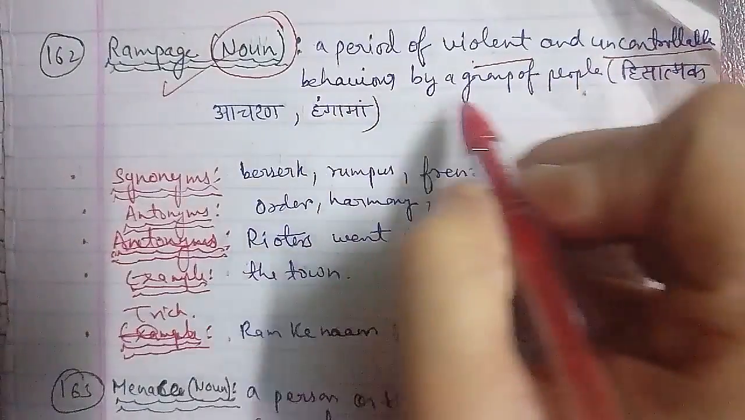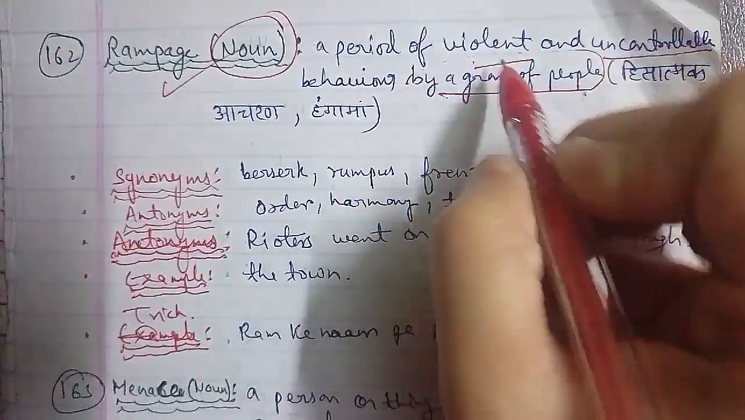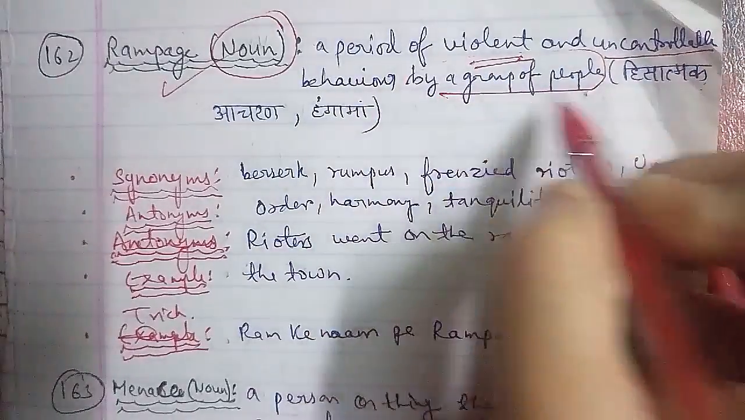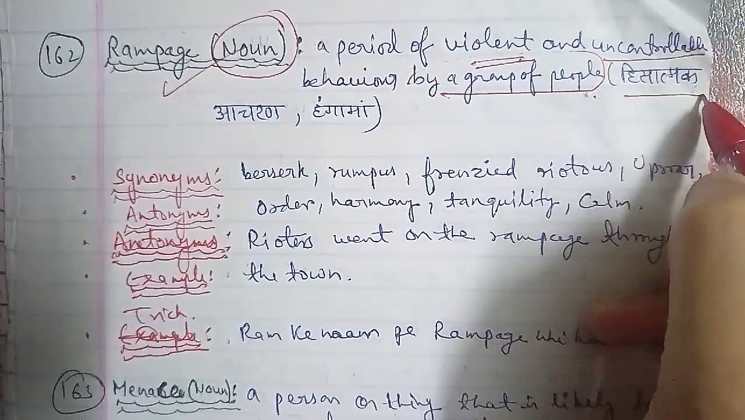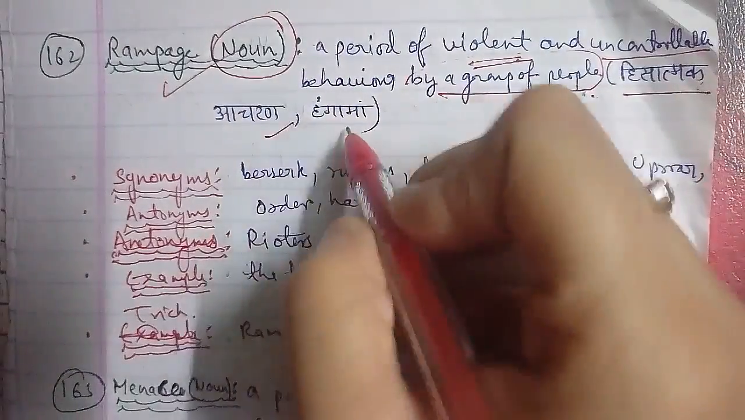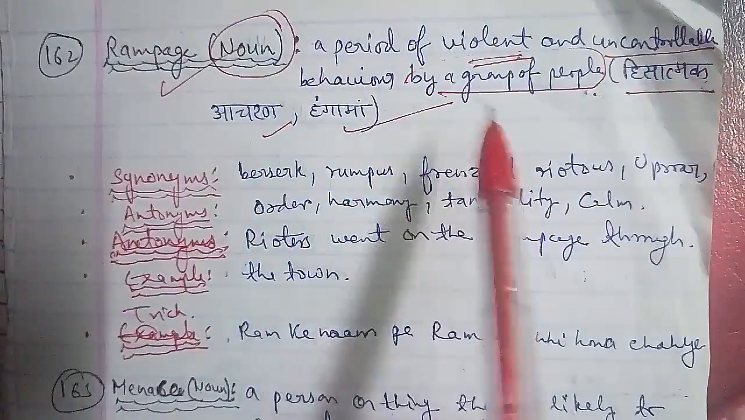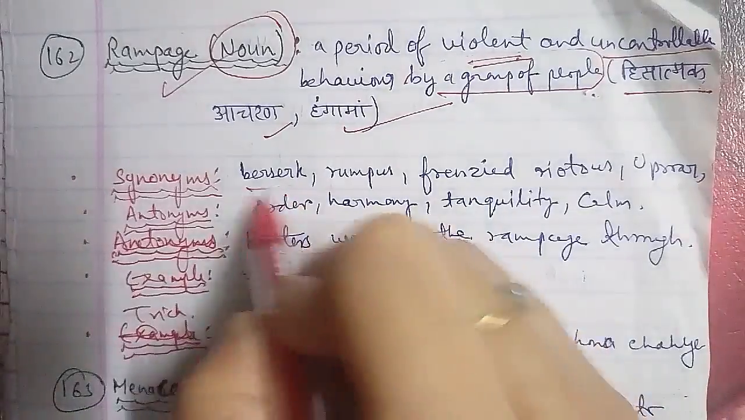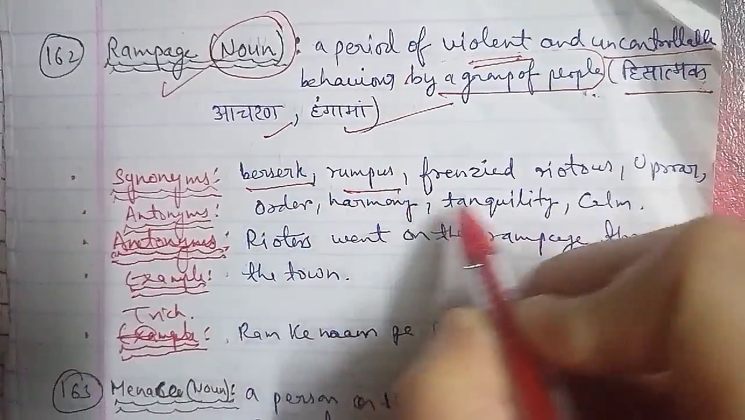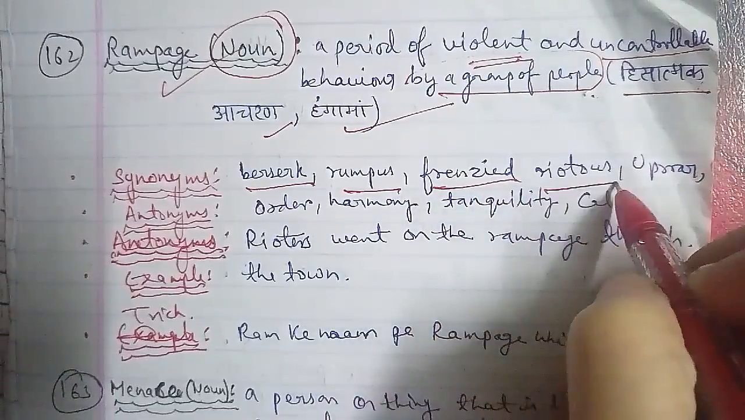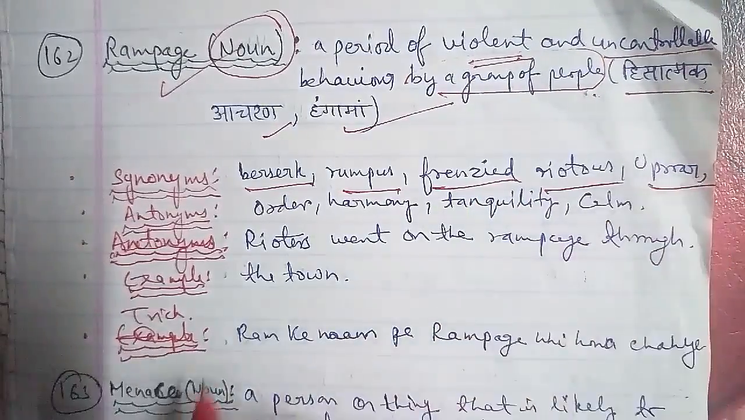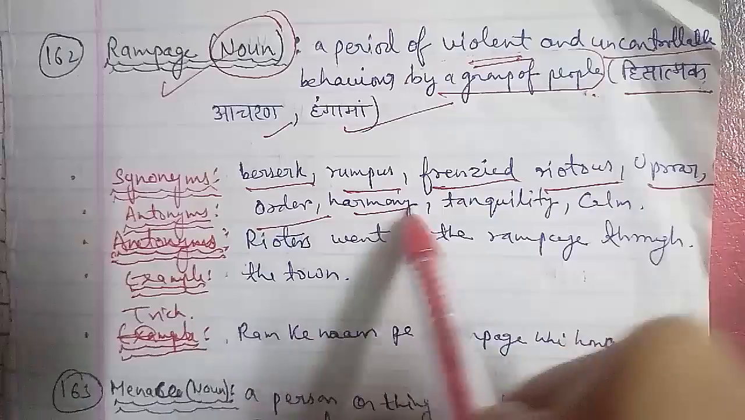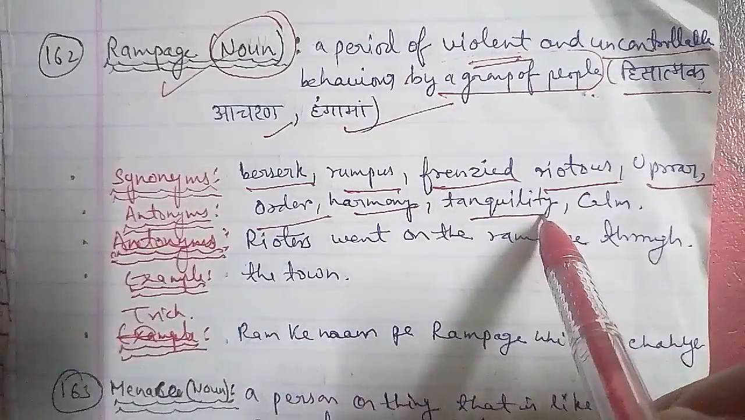The synonyms of rampage here are berserk, rampus, frenzied, riotous, and of course uproar. And the antonyms of rampage we have are order, harmony, tranquility, calm. These were the antonyms of rampage that we have here. Now talking about the examples related to rampage, that means hangama: Rioters went on the rampage through the town. Rioters जो थे वो rampage पे गए जो town के थे.